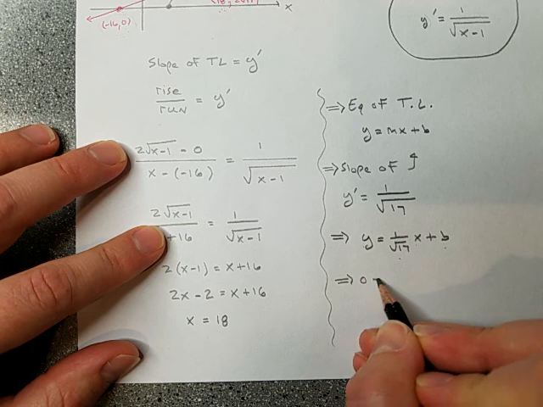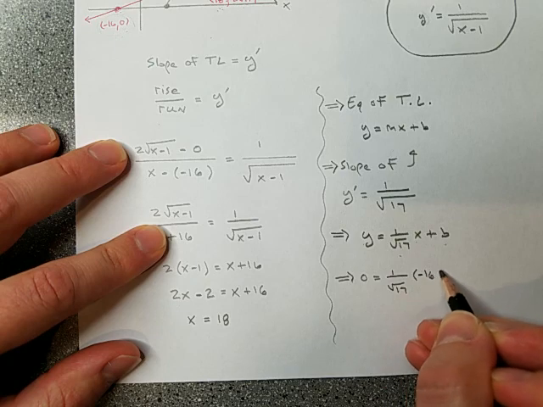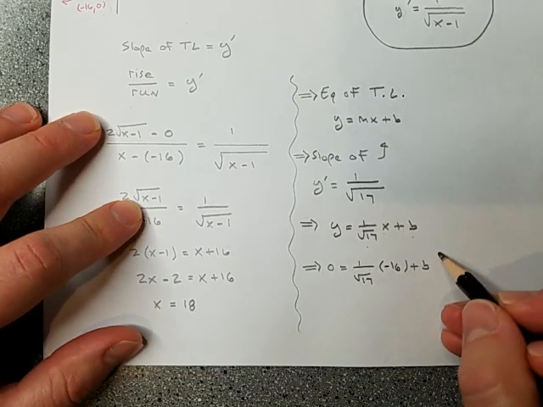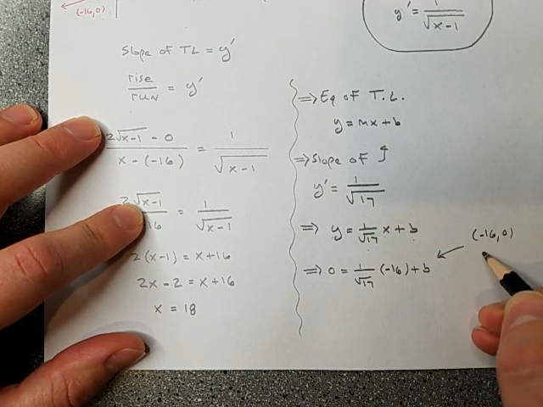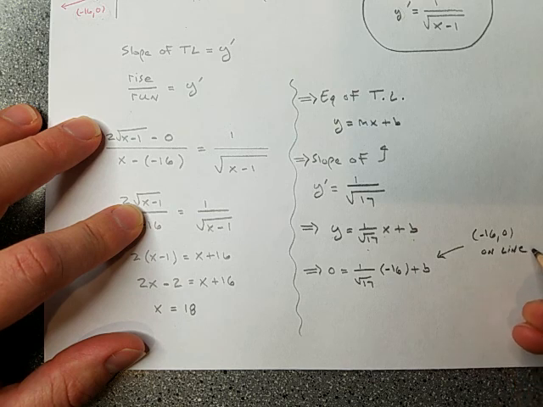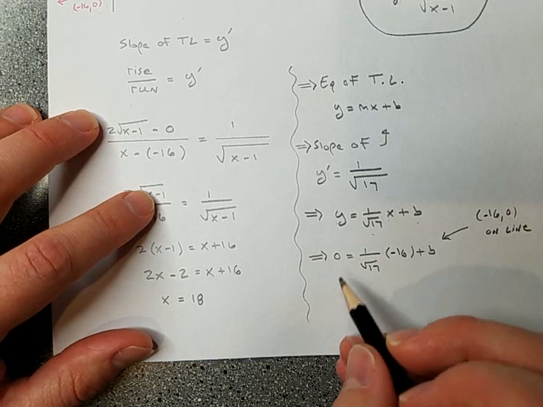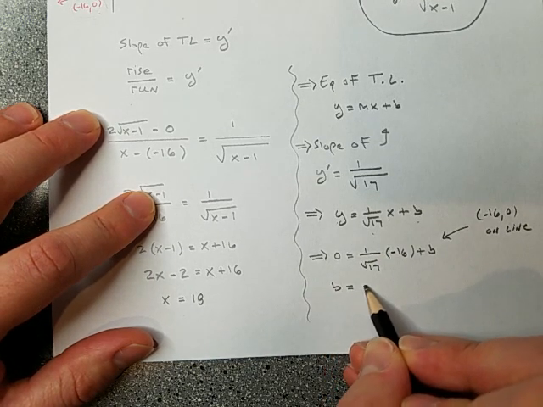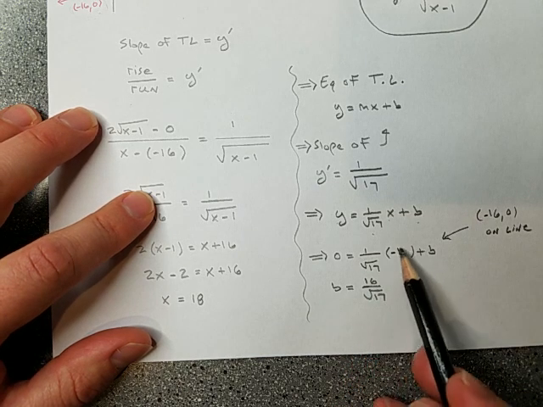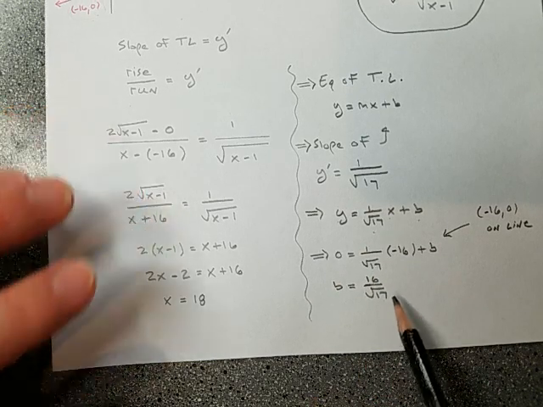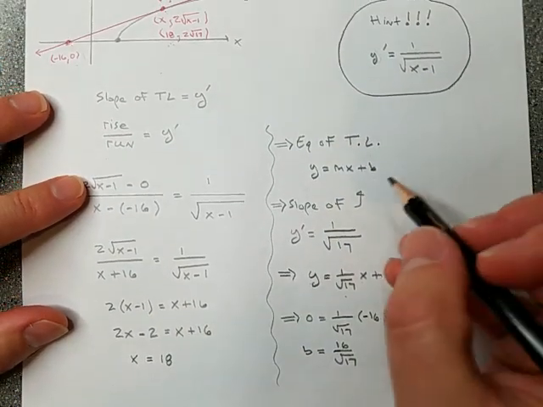Okay, so I put 0 equals 1 over root 17 times negative 16 plus b. And all I'm doing there is using the fact that negative 16 and 0 is on that line. Okay? All right. So this number will be negative 16 over root 17. And if you solve for b, you'll get just 16 over root 17. Okay? Because that will be positive when you move it over there and you solve for b. So now I know everything I need to know the equation of the tangent line. Here's going to be my answer.